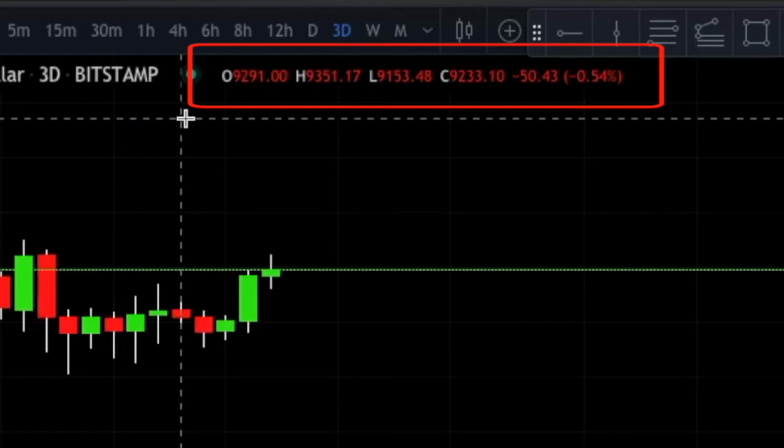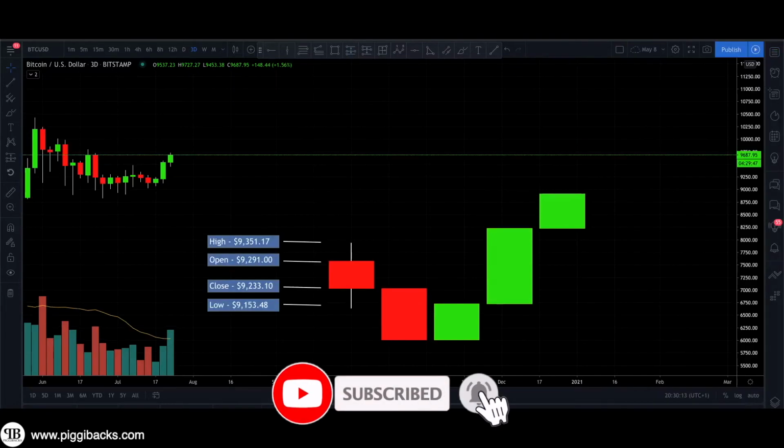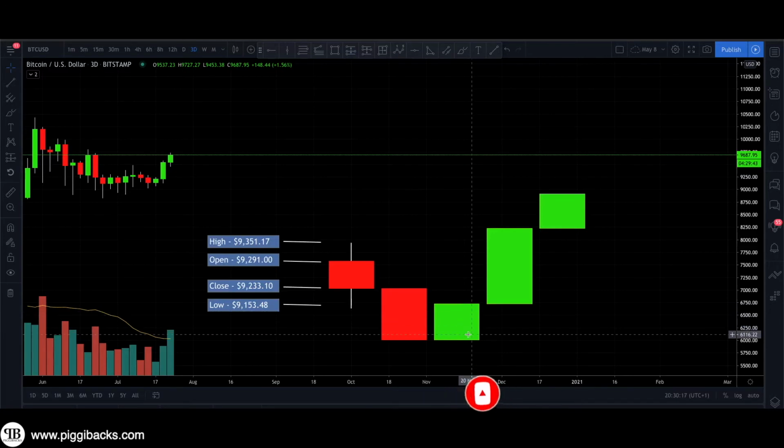The close was $9,233.10. And the low was $9,153.43. So that is how you read this candle. Now we're going to take a look at how you can read the green candles.